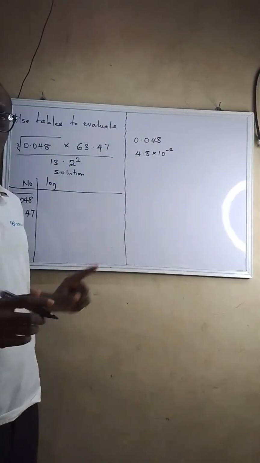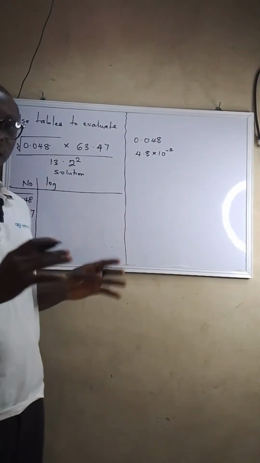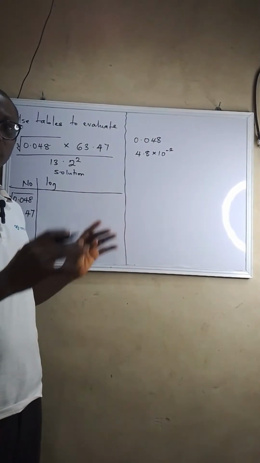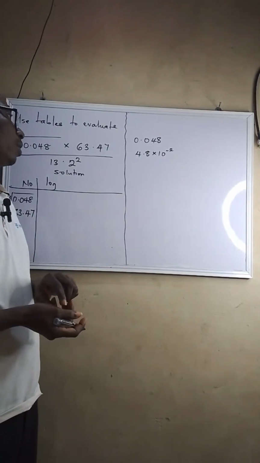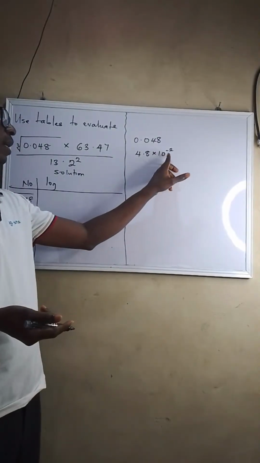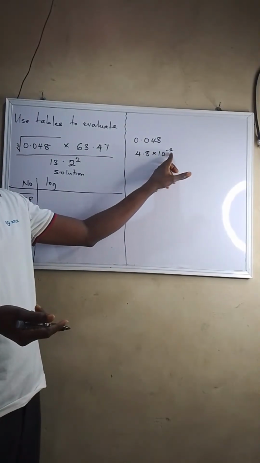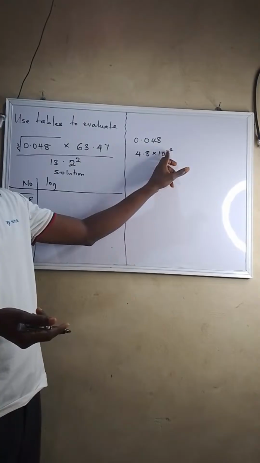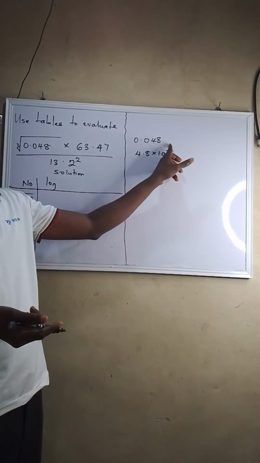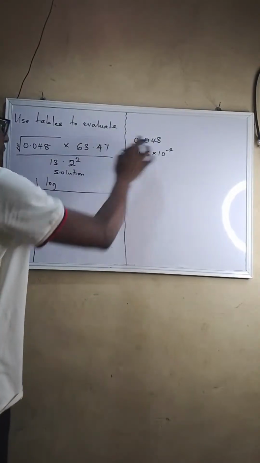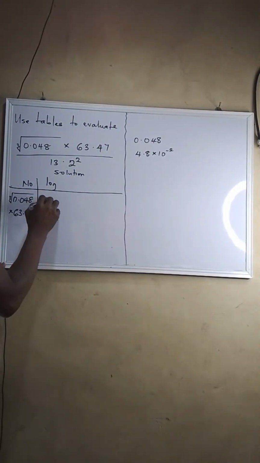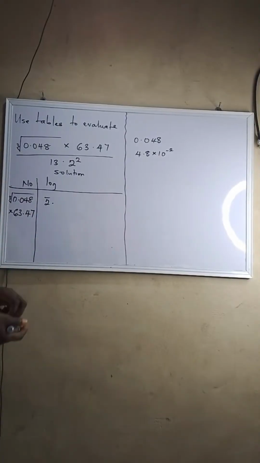So don't forget, in logarithms we have two parts: the integer and the mantissa. Whenever you are writing an integer that has a negative, you don't put the negative at the front, you put it at the head of the number. So in this case, the characteristic of this number is going to be bar 2. The negative is written at the top, bar 2. Okay, so that's the first thing.